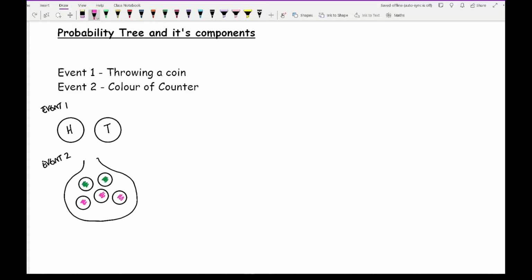And let's say I wanted to draw a tree diagram to represent the data from this. So for event 1, you don't need to write event 1, but I'm just going to write it down. Again, I've got 2 possible things that could happen: I can either get a head or I can get a tail. And the probability of getting a head on a fair coin is going to be a half.